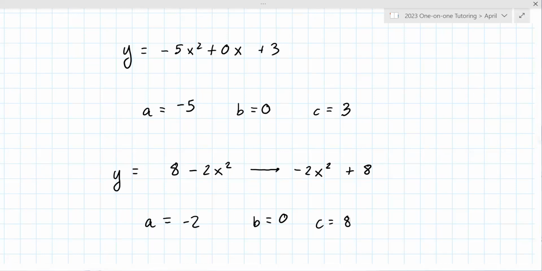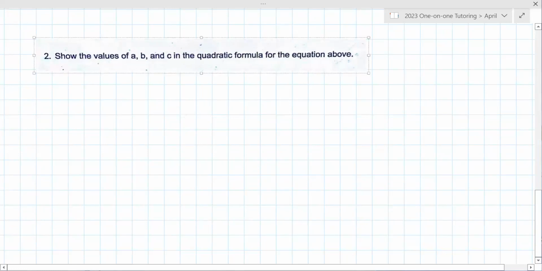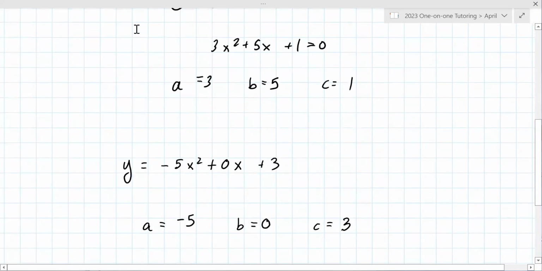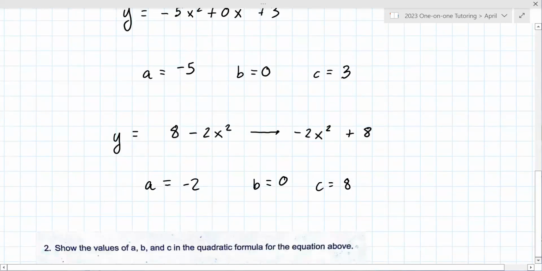All right, let's go to number 2 here. I'm going to snip that in. It says: show the values of A, B, and C in the quadratic formula for the equation above. So let me go grab our equation here, bring it down.